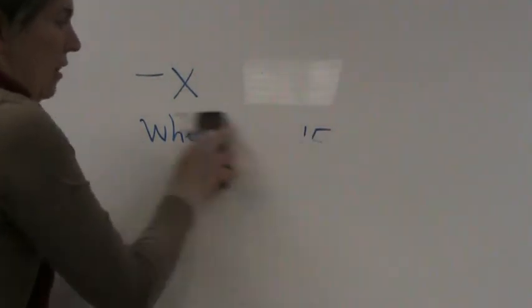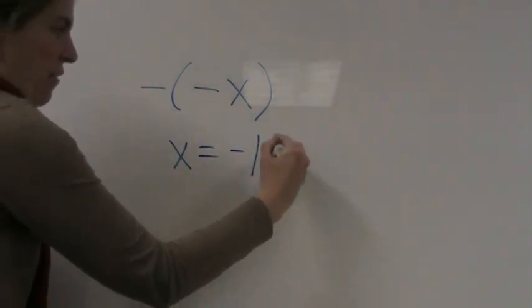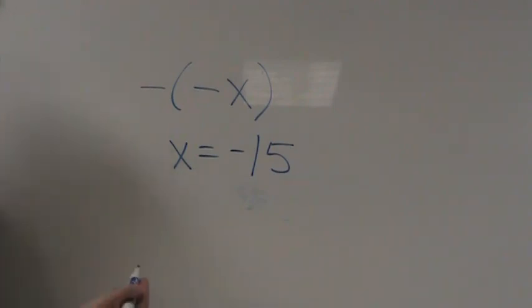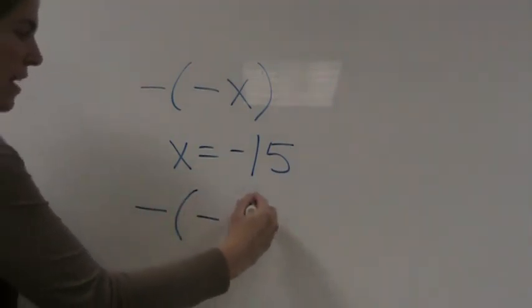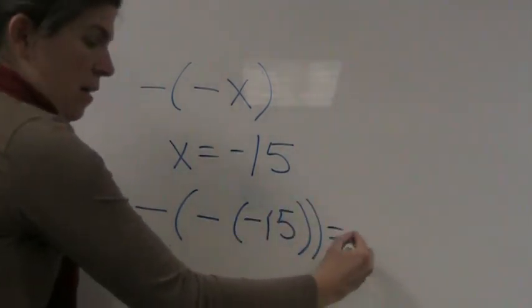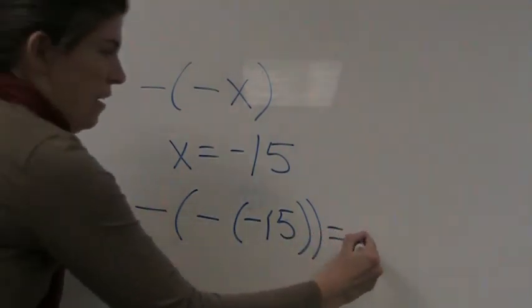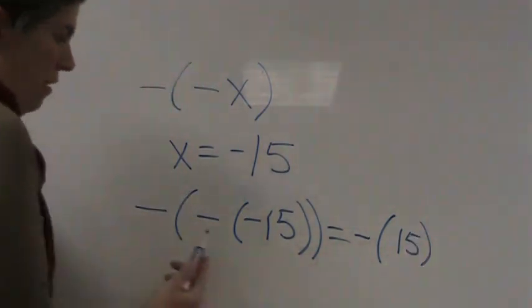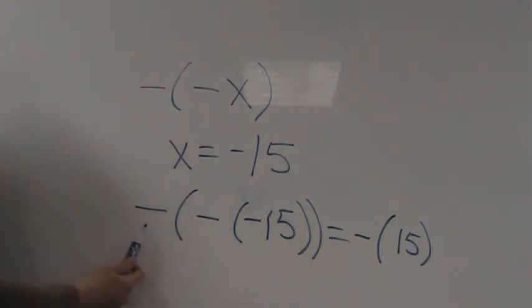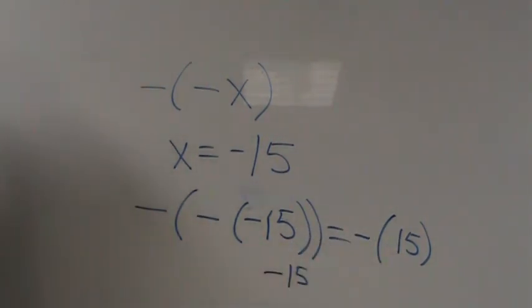If we get a little trickier and we want to find the opposite of the opposite of x, and in this case x is equal to negative 15, instead of x, I'm going to put negative 15. I can simplify by saying, okay, the opposite of negative 15 is 15, and then I've got this other negative sign here that I still need to account for. So I'm going to find the opposite of 15, which is negative 15 in this case.